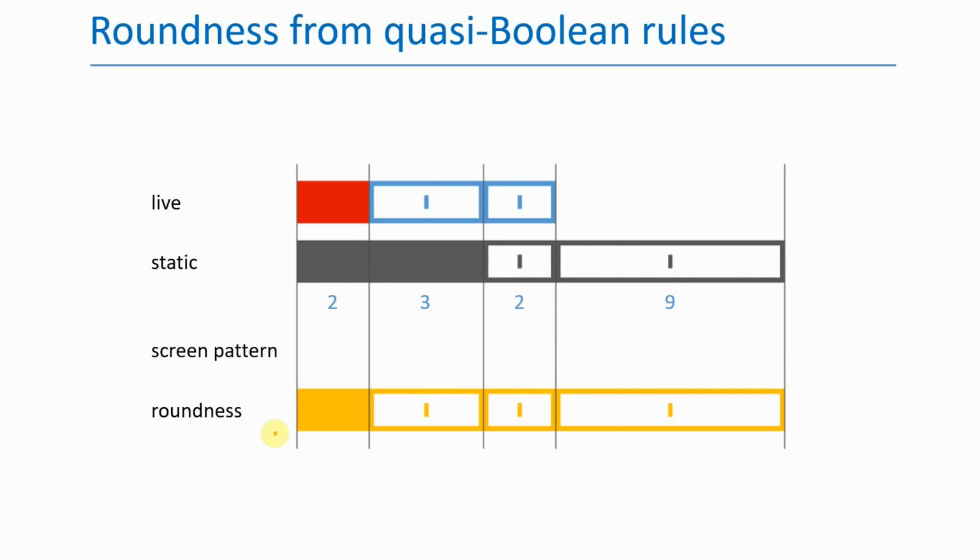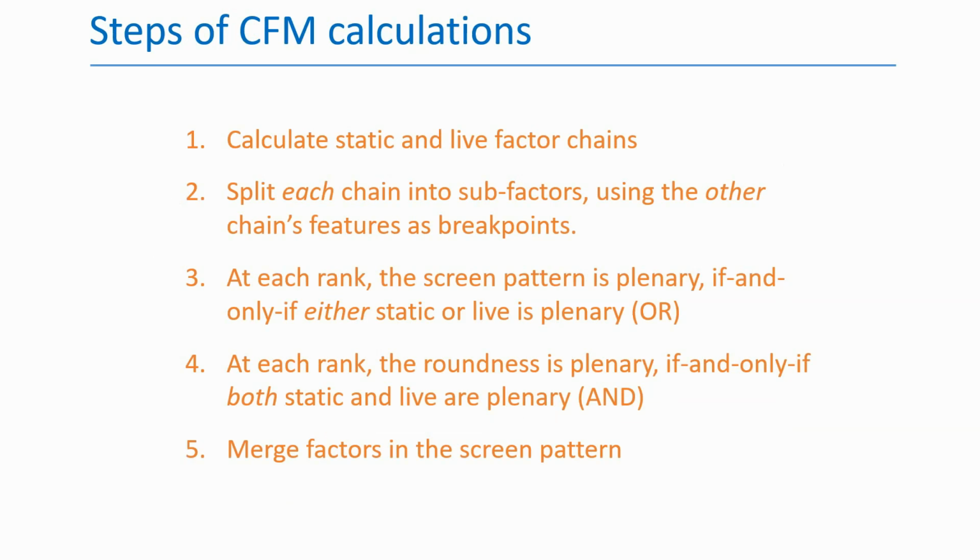Here we've described the roundness by a chain, but actually we want to convert that into a single value. To do this, we take the product of the sizes of all the plenary factors in the roundness chain. Here there's only one plenary factor, and its size is 2. So the roundness is 2, which agrees with the result from the discrete factor model.